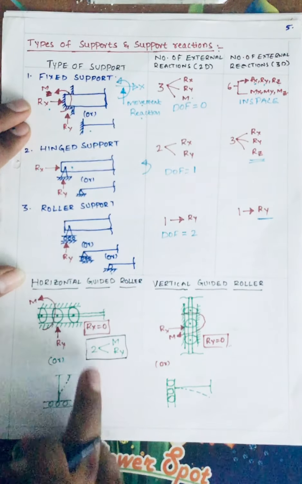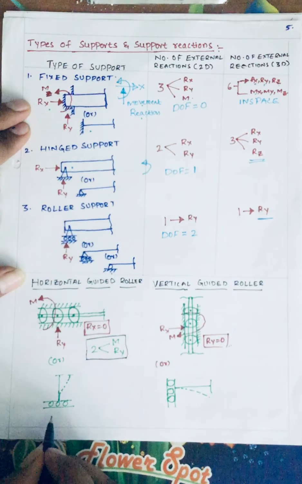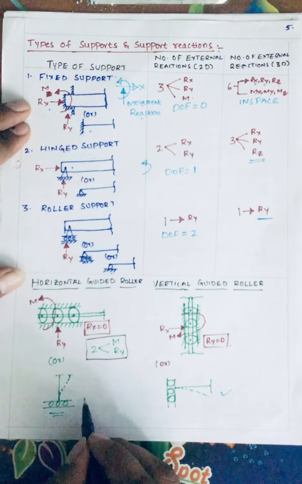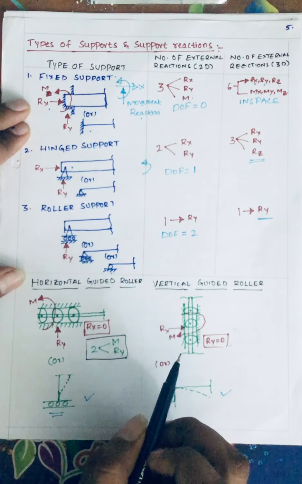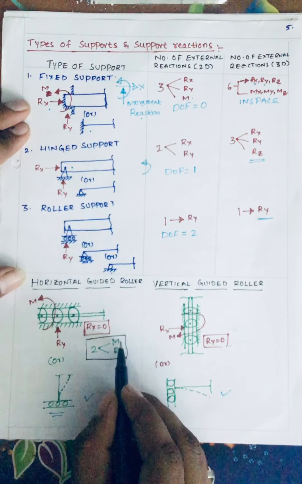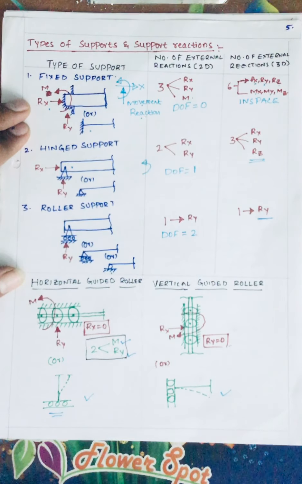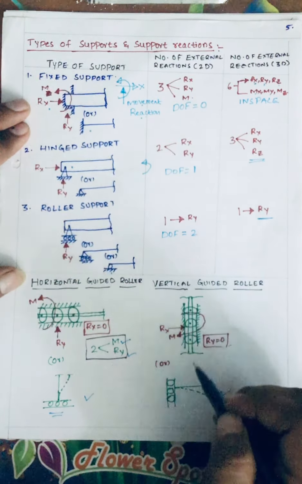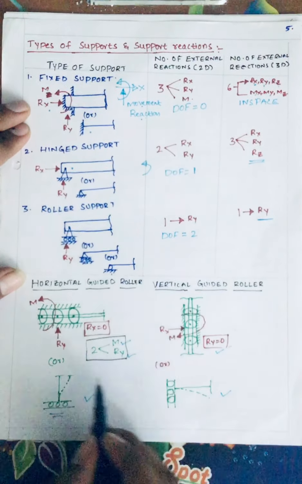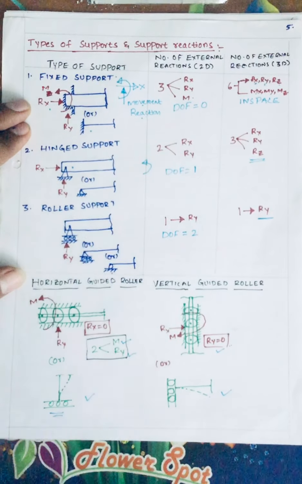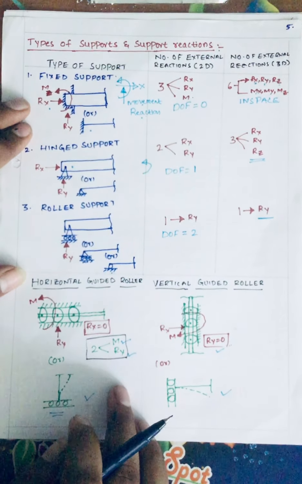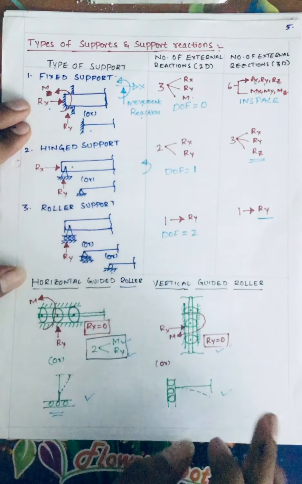Next one is horizontal guided roller and vertical guided roller. This can be idealized like this, like this and like this. So this roller is very much similar to your roller support, but here we will be having an extra moment. So our reactions will be M as well as Ry. Okay, this is called the vertical guided roller. Here our reactions will be along X because it can translate in Y. That's why Ry is 0 here. It can translate in Y, but it cannot move in X, and also it cannot rotate. Okay, so these are the external reactions for the horizontal guided roller and vertical guided roller.